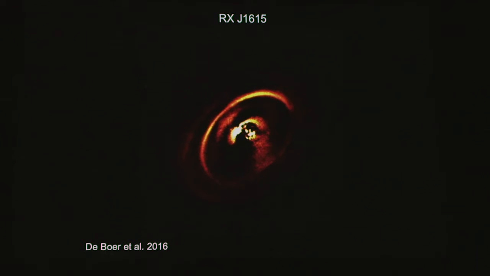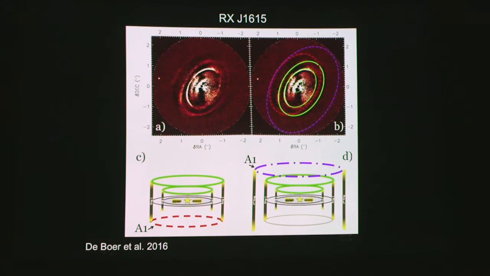All right, so what are the interpretations of what we're seeing? In this case, this particular object, RX J1615, the interpretation is that the rings and the arcs that we're seeing are due to multiple gaps in the disk. And so here are a couple of models that appear in this particular paper by Jaap de Boer that just came out this past month.